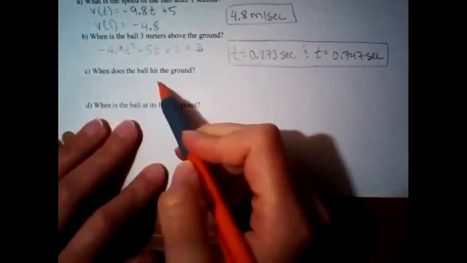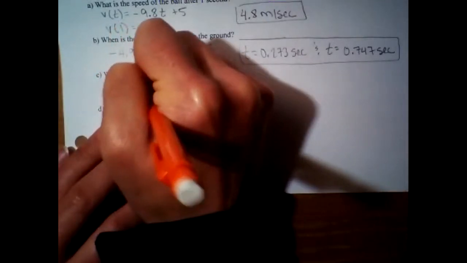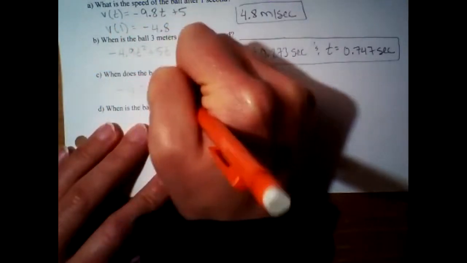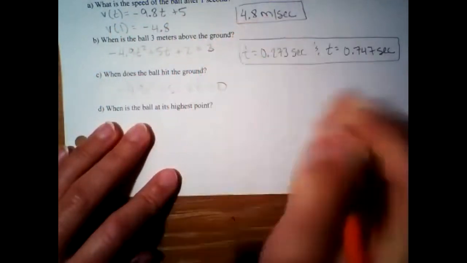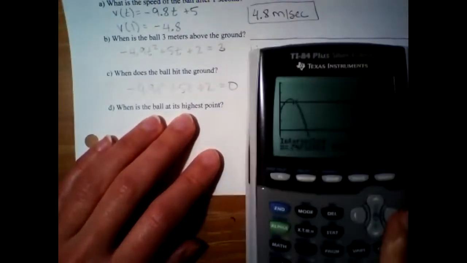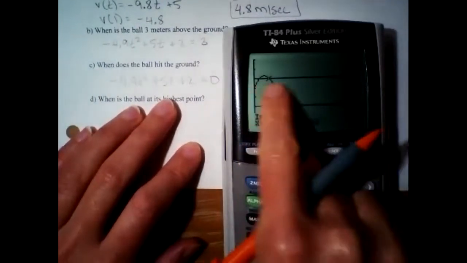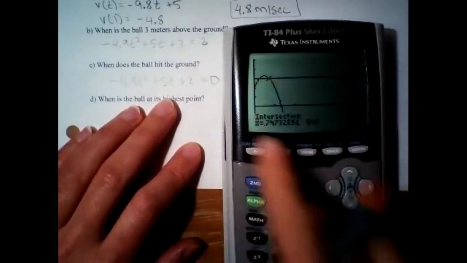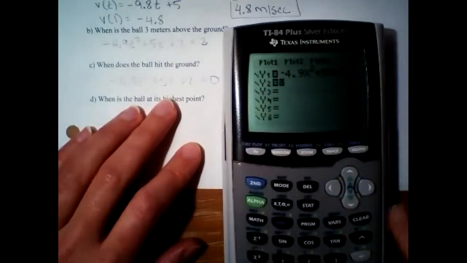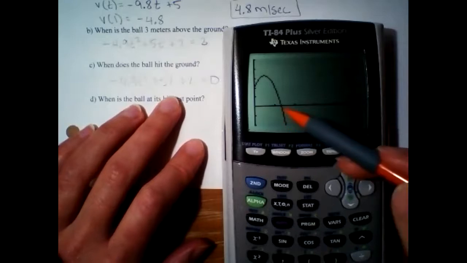C is when does the ball hit the ground? So that would be when position is 0. So I'm going to take the position function, set it equal to 0. And I already have this typed in here, so I'm not going to retype it. Basically, just ignore the line at 3. Or here, you know what? I'll just get rid of it. Let me clear that out. So this is the time that we want.